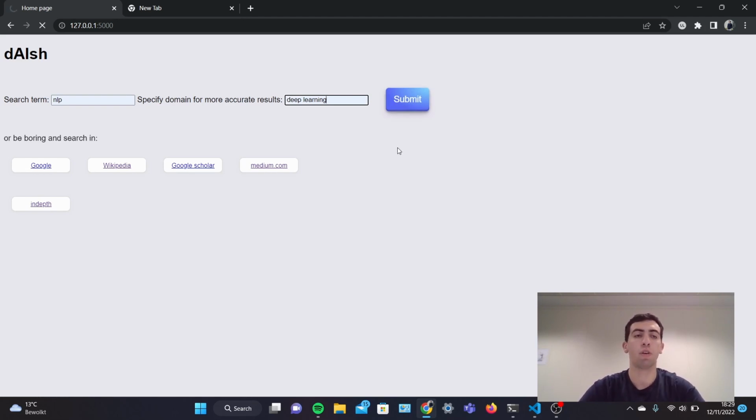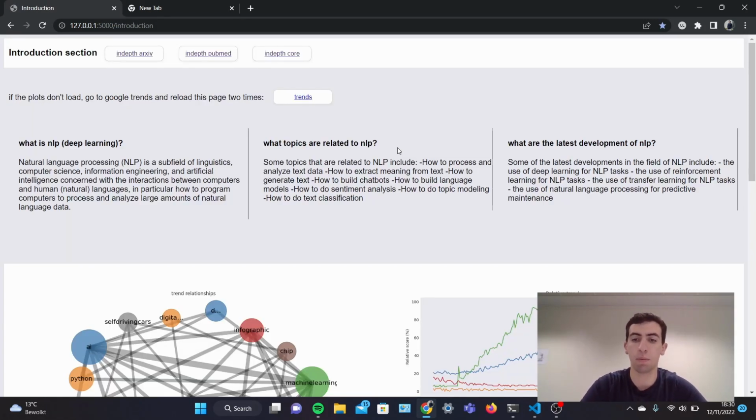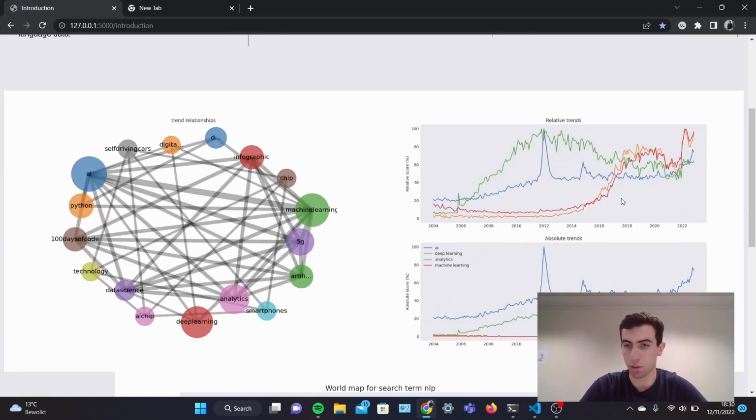We submit the form, and if we wait a bit, the introduction page is going to open. And the introduction page is the most informative, I would say, and the most useful, and the biggest difference between the techniques that are used nowadays to search things and this platform. So we have these visualization techniques.